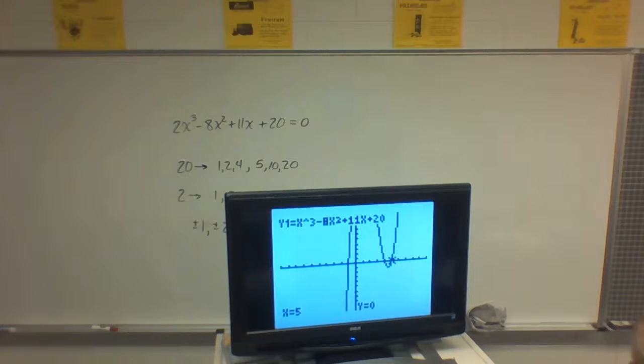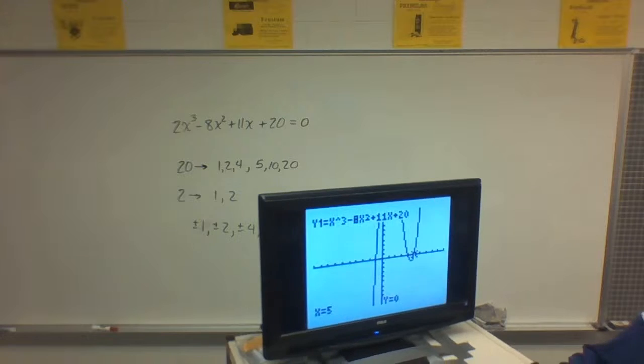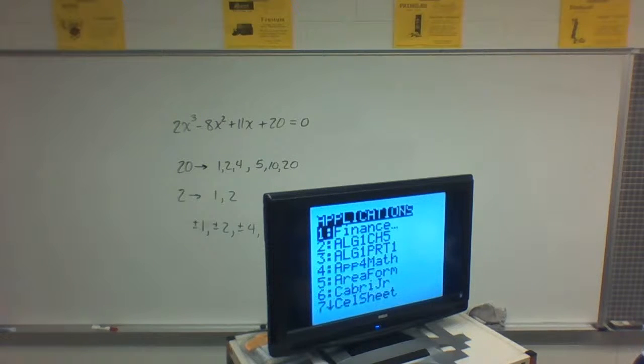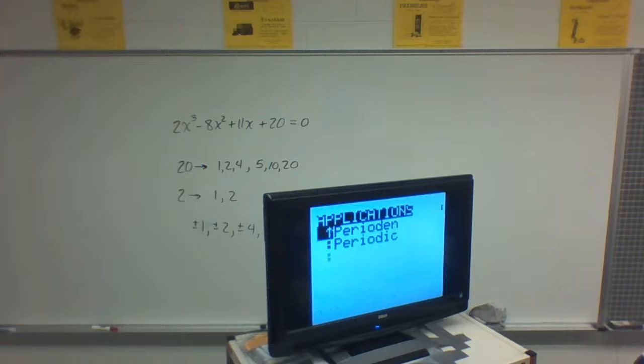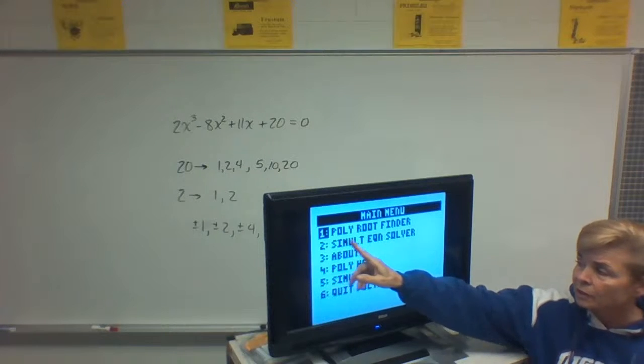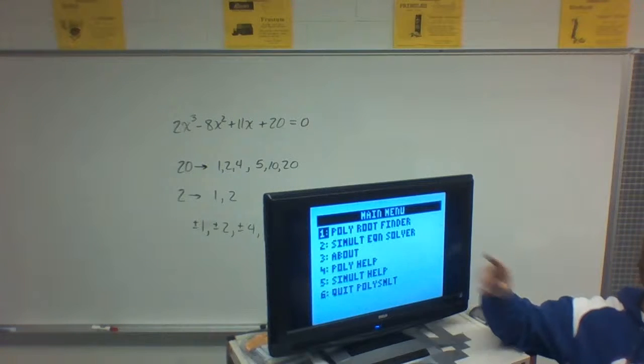But here's what I wanted to show you about your calculator that's so cool. This time I want you to get your calculator and work with me. Can you all see that? Yeah? Okay. Go to the apps key. Go find one of your favorite ones that solves simultaneous equations, which is alpha 8 for PolySmlt. PolySmlt 2 is what mine's called. Yours might just be PolySmlt. This time, after we go through Texas Instruments, we're not going to choose the simultaneous equation solver. We're going to use the polyroot finder.